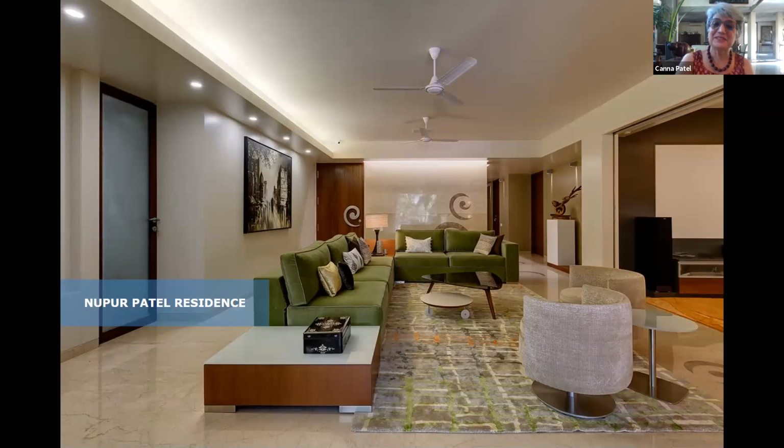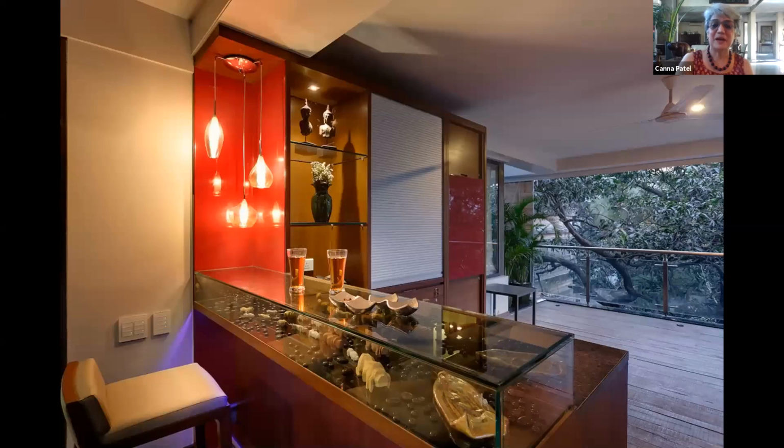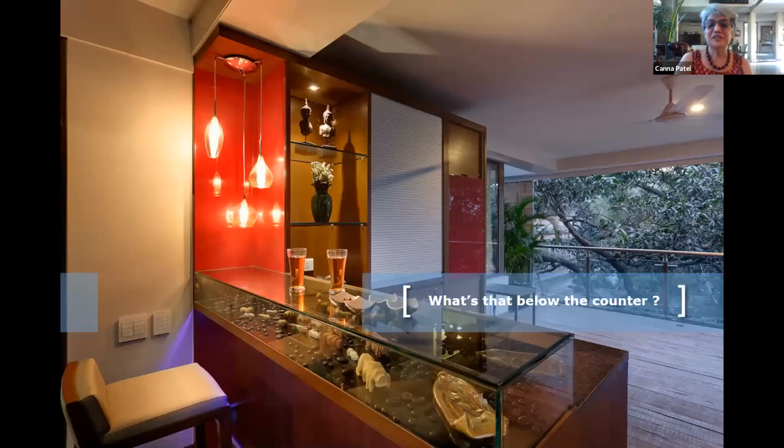That's an apartment in Mumbai. It's on the 4th floor and it has this beautiful gallery outside, and we did this bar there. I always feel that when you're sitting somewhere for a glass of drink, it's nice to be able to stare at something, think about it, discuss with somebody.